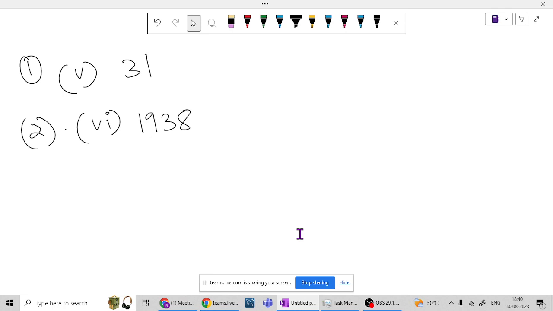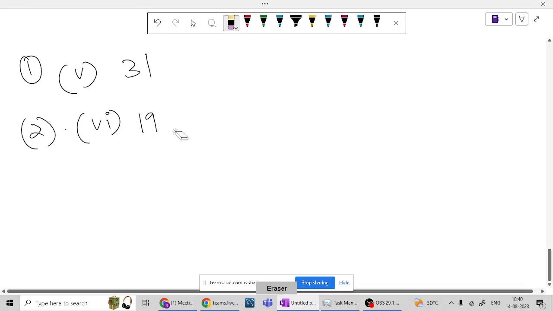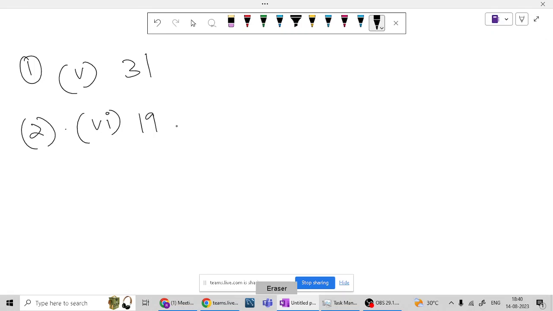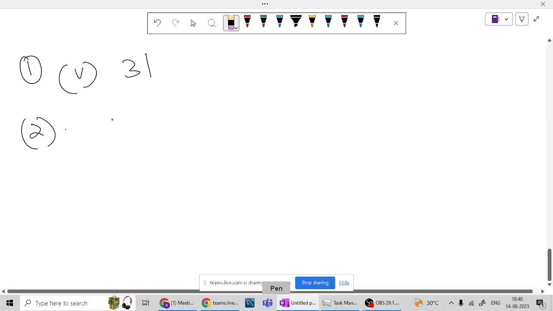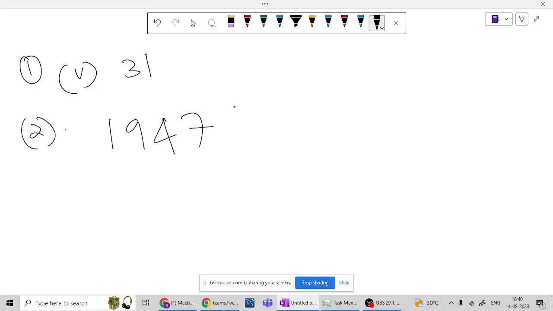Okay, these two questions you'll do for homework. Try this: 31, 19, 38. When did we get freedom? 1947, right? Okay, for homework, try that question. 1947. Check whether it's a perfect cube or not.